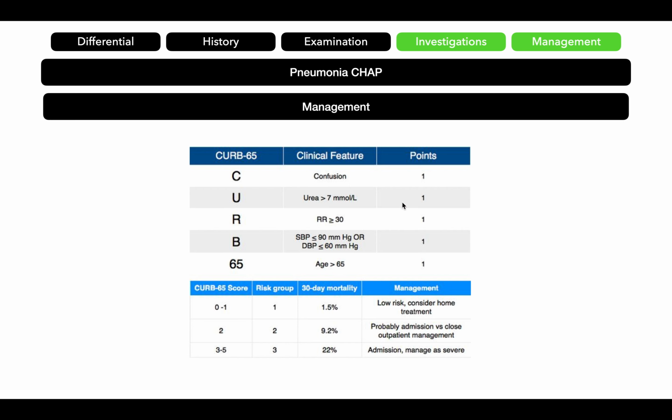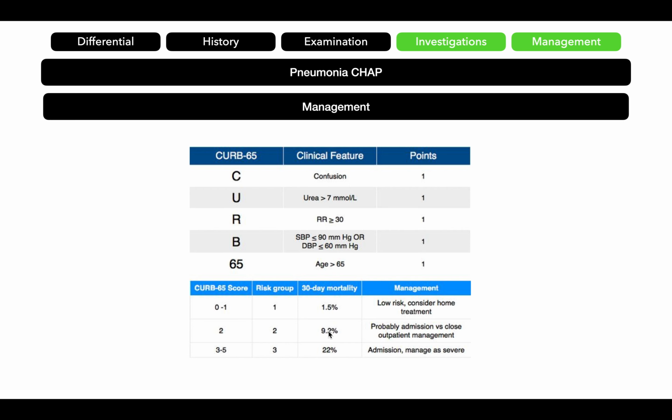Okay, so what they score is the risk. Okay, so whether they're in risk group 1, 2, or 3. And there's a big difference to mortality, and there's a big difference to outcomes. Okay, well, risk group 1, 1.5% 30-day mortality, low risk, they can have oral antibiotics at home.